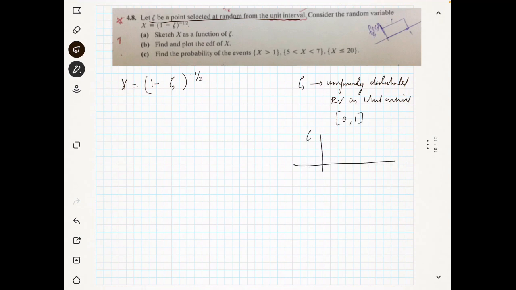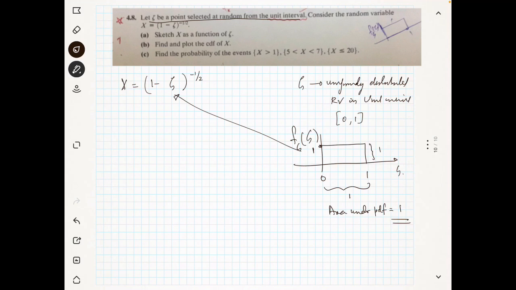So zeta is a random variable, f_zeta(zeta), I can show like this, uniformly distributed between 0 and 1. Now you know that this width is 1, so this height should also be 1, because the area is equal to 1. Area under the PDF is always 1, that's why. So we know the characteristics of zeta, then what is the situation for x?